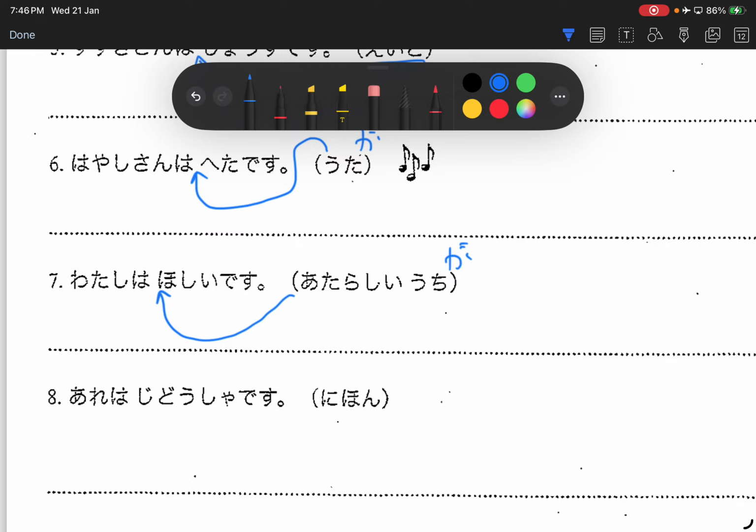Atarashi uchi ga hoshii desu. So we don't need any noun because atarashi is an adjective. We connect to a noun, we don't need to add anything.